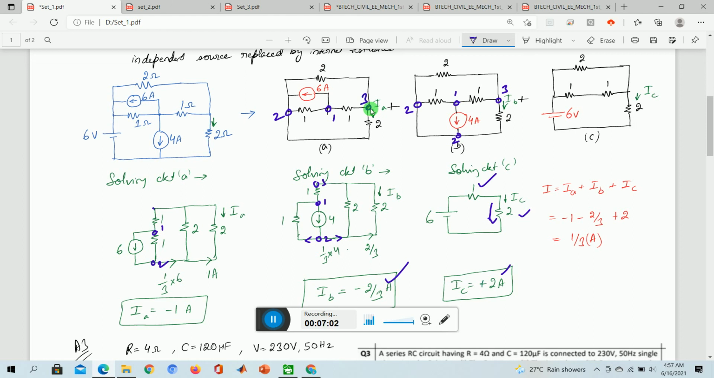And here it is node 3. So between 3 and 2, there is a 2 ohm. Between 3 and 2, 2 ohm. So this circuit maps over here, is correct. So now the same 6 ampere is going to divide between these two paths, one here, one on the right.